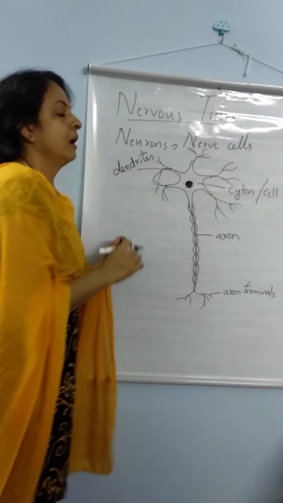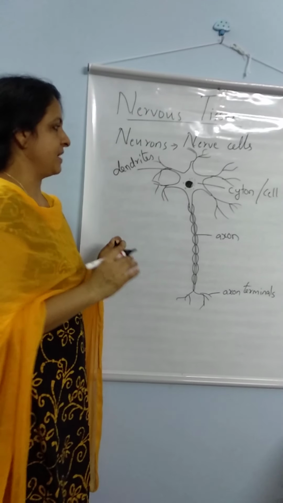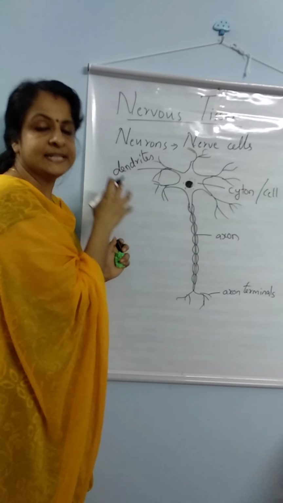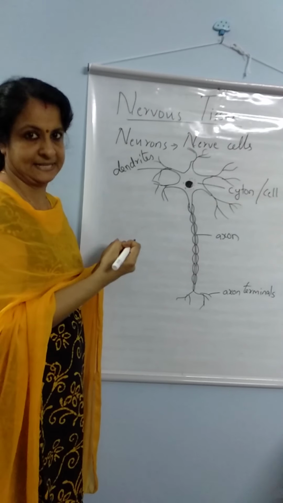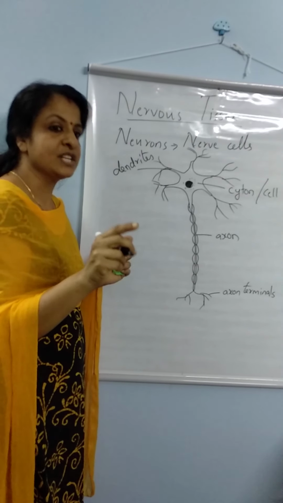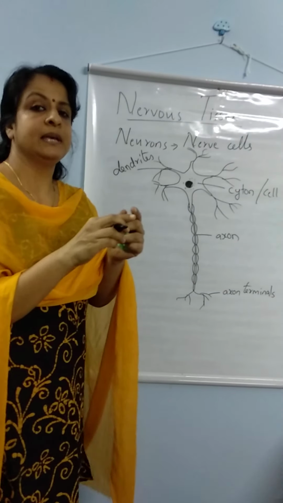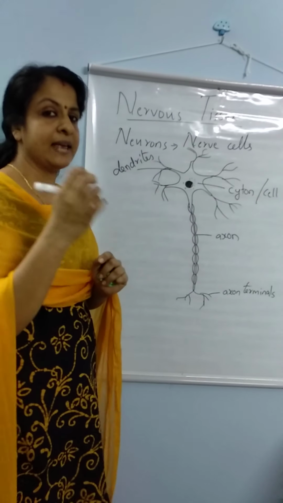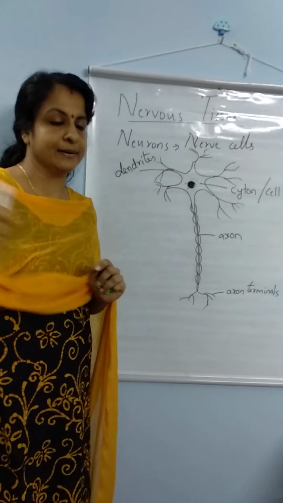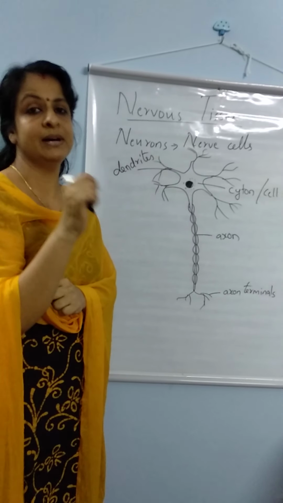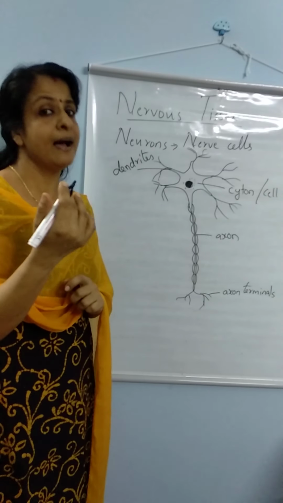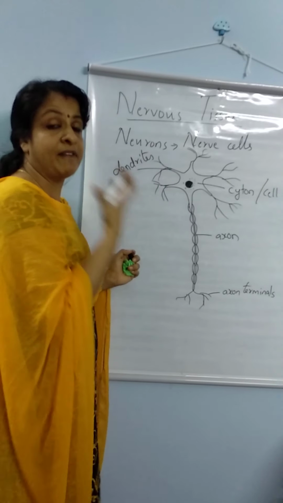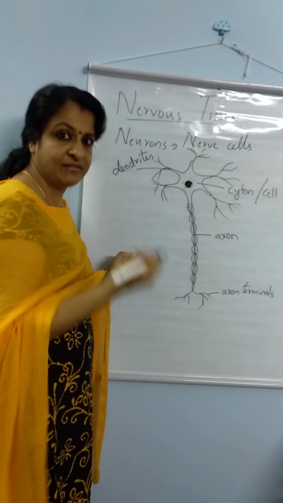Then each part has a different function. The function of dendrites is to receive the impulse. What is an impulse? When we touch a hot object, some chemical message passes through; that is called the impulse. Like electricity flowing through wires, impulses flow through our nerve fibers. Details you will study only in higher classes. So the function of the dendrite is to receive the impulse.